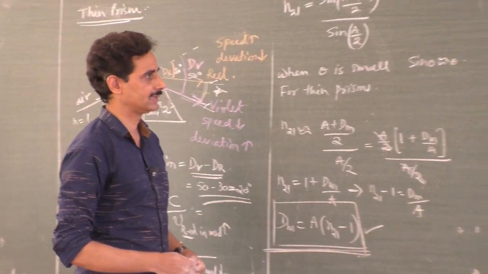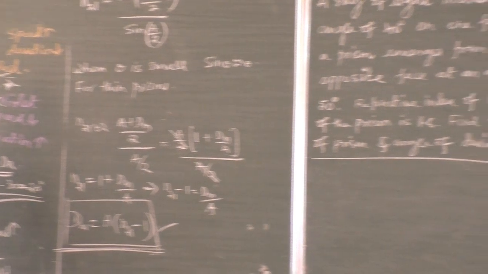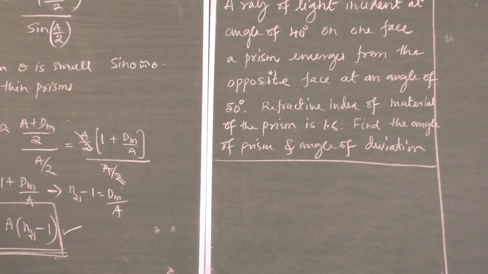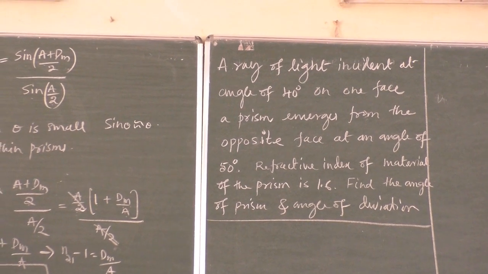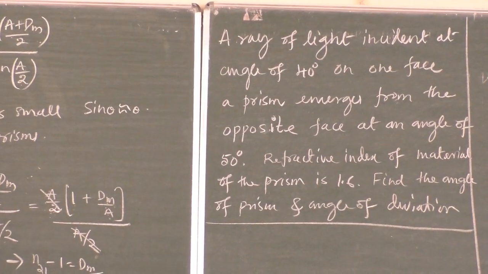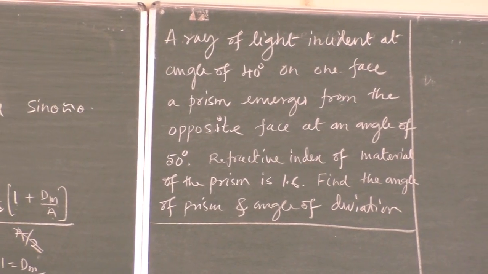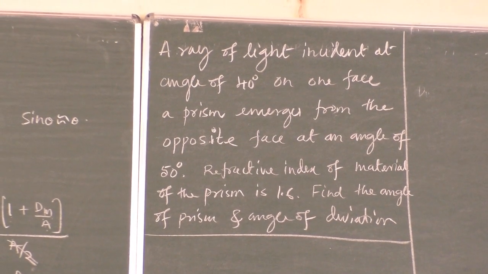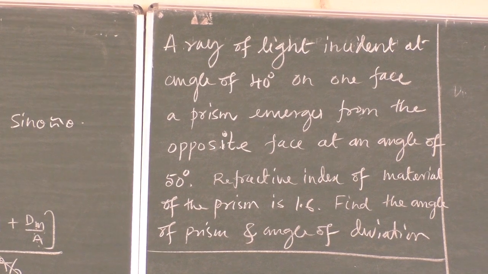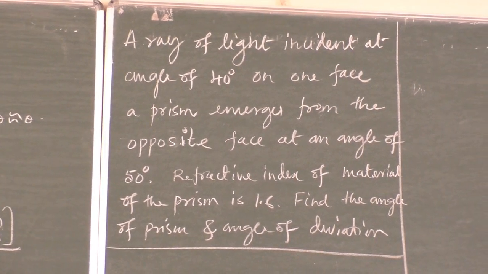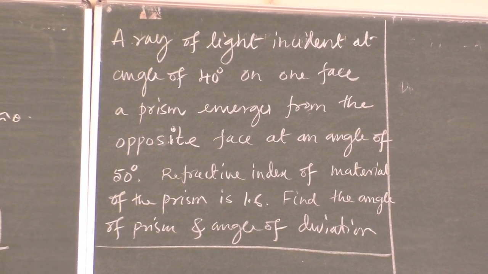A ray of light is incident at an angle of 40 degrees on one face of a prism, and emerges from the opposite face at an angle of 50 degrees. The refractive index of the material of the prism is 1.6. Find the angle of the prism and the angle of deviation. Okay, that is the question. Write it once. You write it in your paper, then we will work it out.